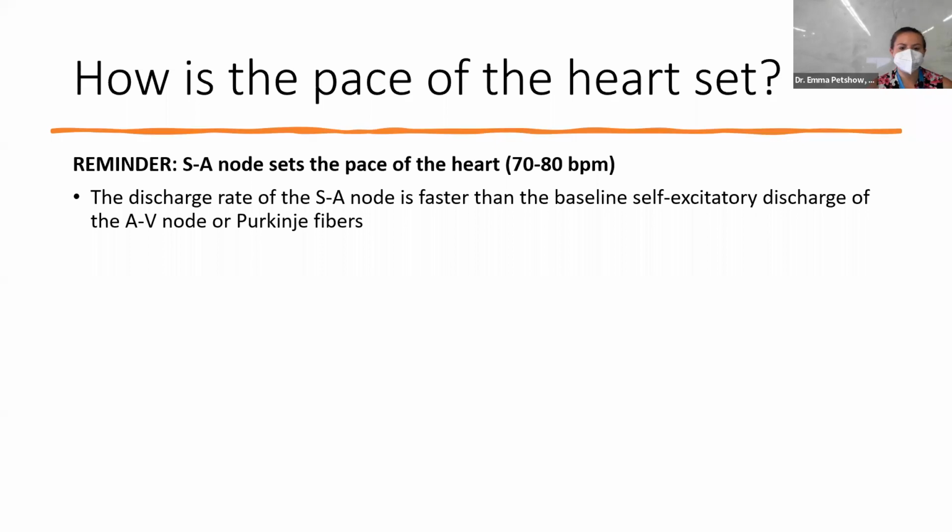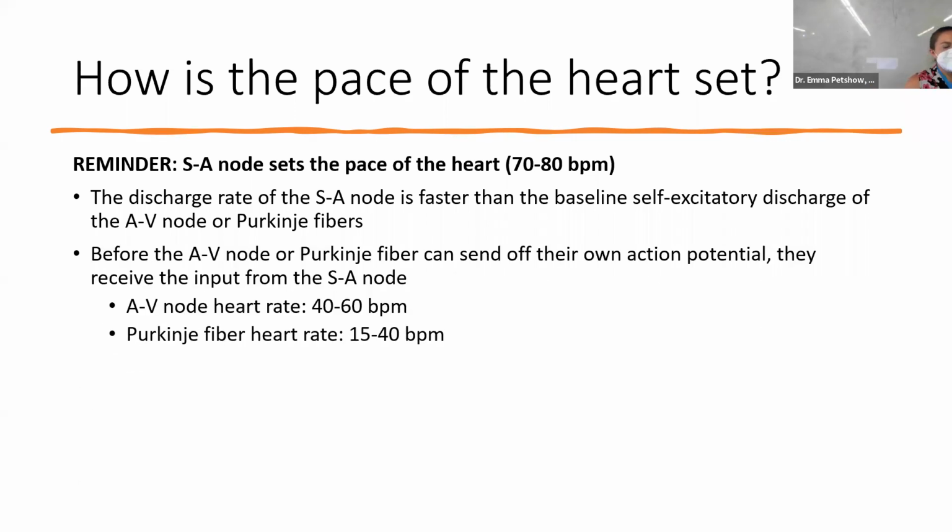This discharge rate of the SA node is faster than the baseline self-excitatory discharge of the AV node or Purkinje fibers. That's why the SA node is the pacemaker, because the SA node beats at about 70 to 80 beats a minute. That's how long it takes for the self-excitatory process to go. For the AV node, it goes about 40 to 60 beats a minute, and the Purkinje fibers are about 15 to 40 beats a minute. So by the time the SA node is sending out an impulse, the AV node hasn't quite even gotten their baseline membrane to reach that point where they're able to generate an action potential. But once that impulse comes through, then bam, they have that action potential. So it gets overtaken by the SA node.